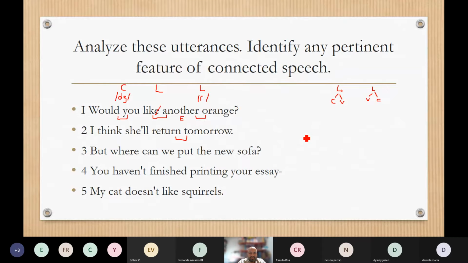Okay, let's suppose that the letter... Remember that we always have to make the difference if we're talking about letters or sounds, phonemes, right? So if we only have "return tomorrow, return." I think she'll return tomorrow. Return. Now, what if we say "return tomorrow, return"? I think that we omit the sound, maybe not the N sound.